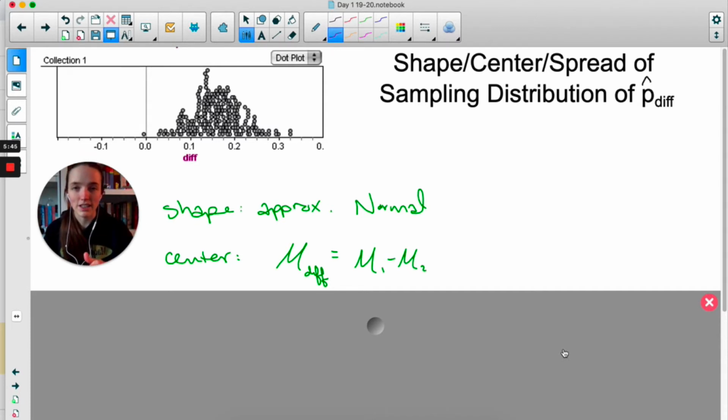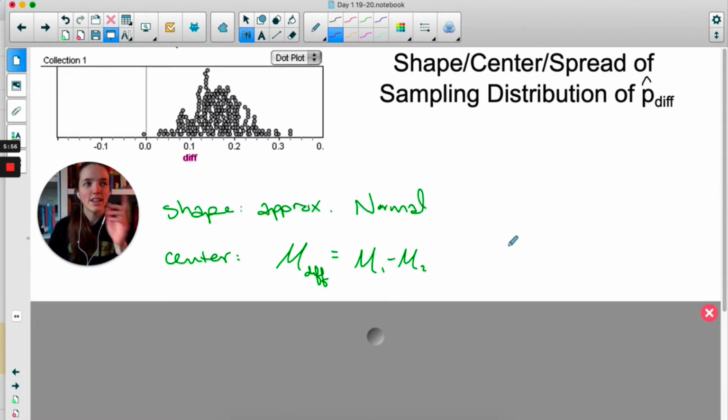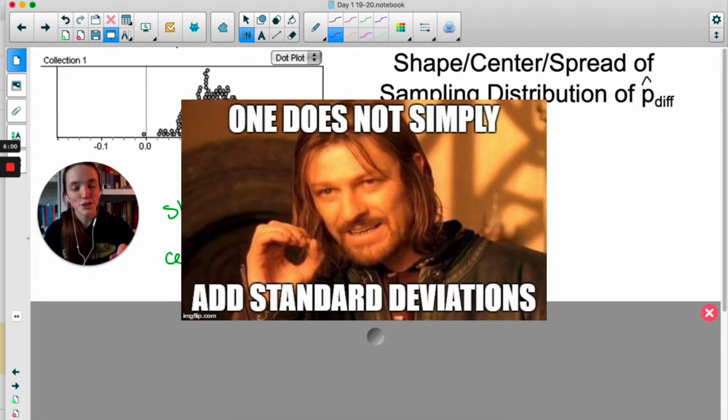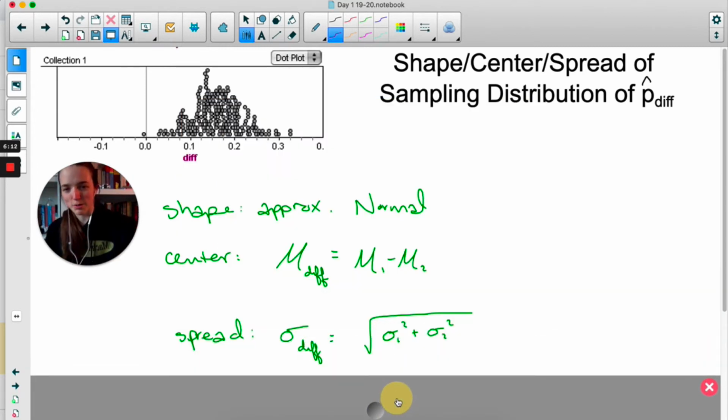So the mean of distribution 1 minus the mean of distribution 2 is going to give us the mean of this distribution. Now for spread, you might remember a meme that I showed you, and I showed you that on purpose. It was so obnoxious that you can't forget it. One does not simply add standard deviations. No. What we must do to find the spread is add the two variances and then take the square root.